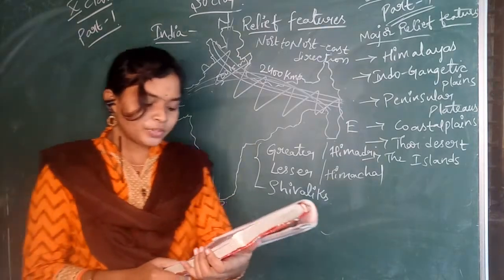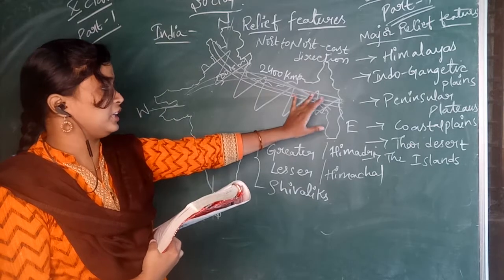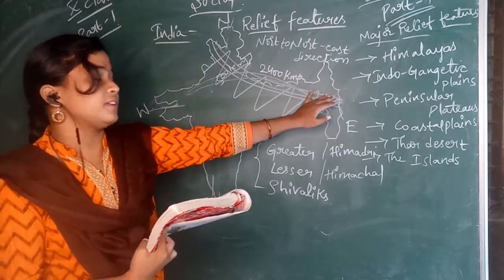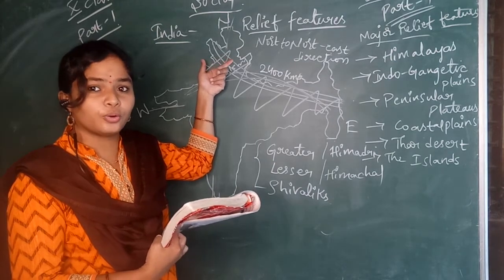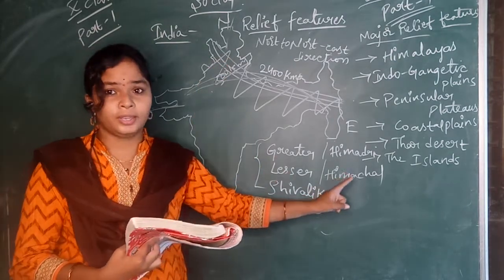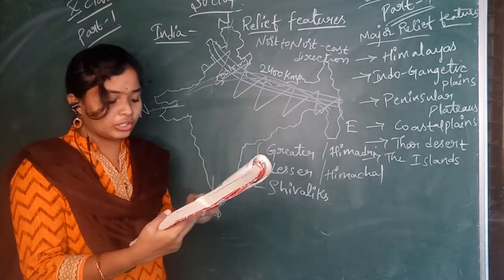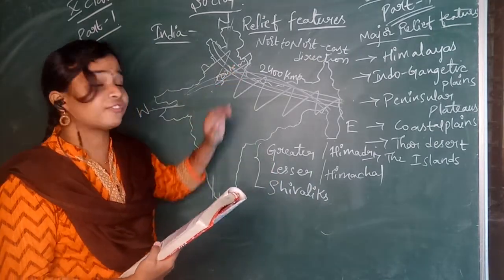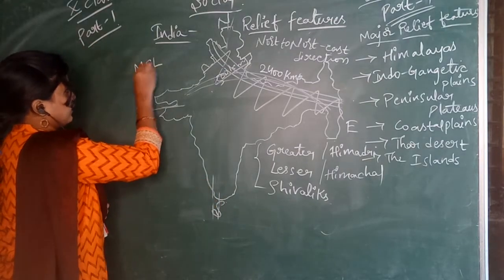Okay children, next. The northernmost range, the first slope of the Himalayas, is known as the Greater Himalayas or the Himadri. The height of the Himalayas is calculated from the sea level. MSL means mean sea level.